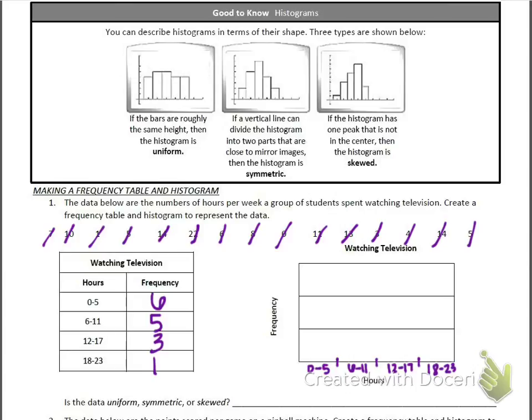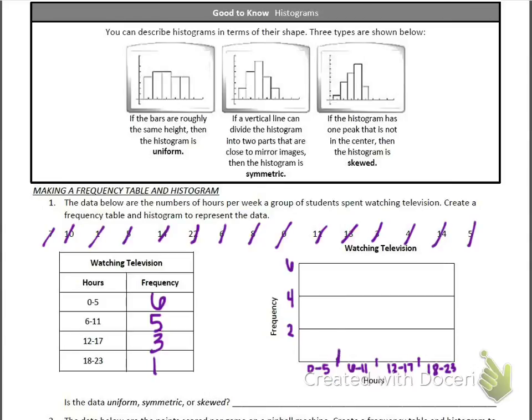How many students were in the 0 to 5 interval? 6. And I think I'm going to do 2, 4, 6. Does that sound good? So we need to label our scale. I think on both of the ones I give you, I give you the lines. But when you're making your own, you're going to have to come up with your own. Okay?